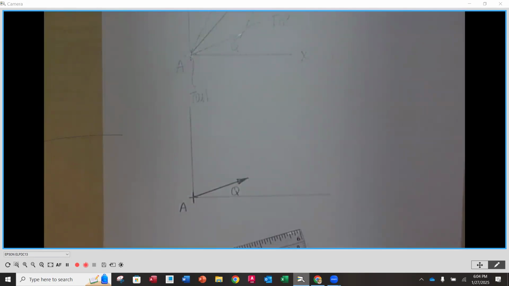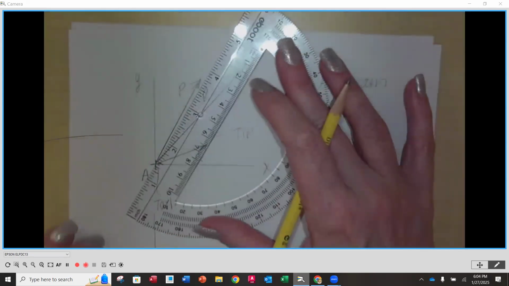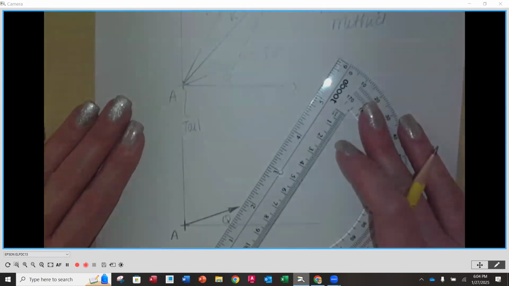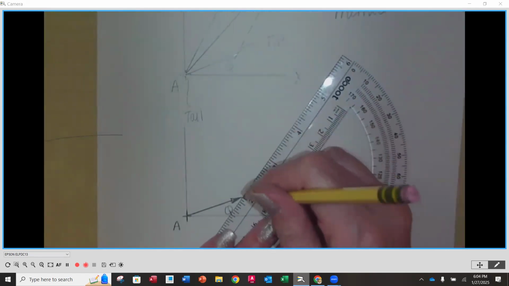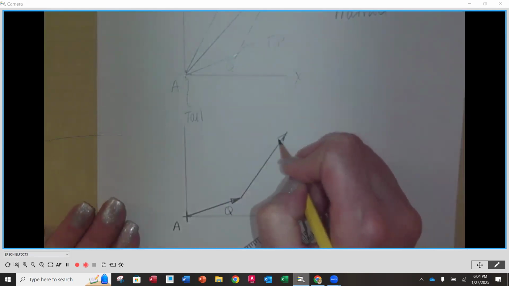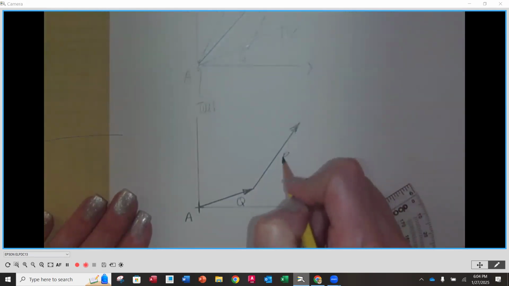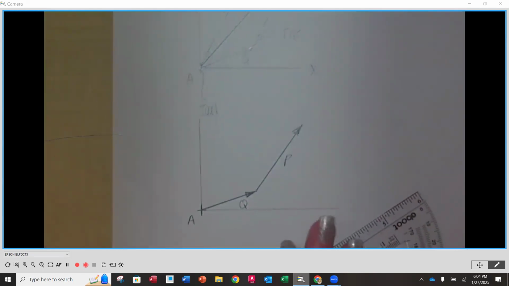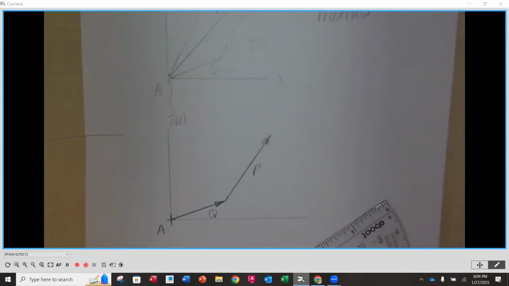Now, on the tip of Q, I am going to draw P. I'm not going to draw P back at point A, but I'm going to put it at the tip of Q. So the tail of P is going to go at the tip of Q. So I'm going to kind of go up here. I'm going to kind of eyeball this. I'm going to keep it at the same orientation, but then I'm going to draw it directly on the end point of Q, and this is going to be P.